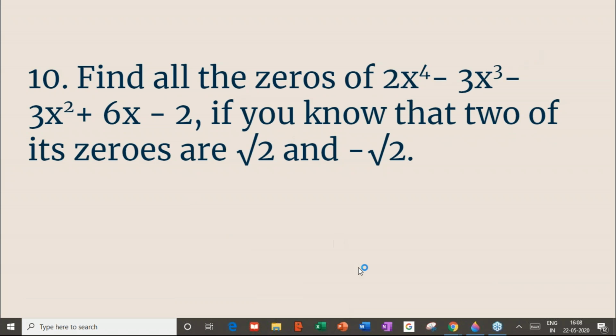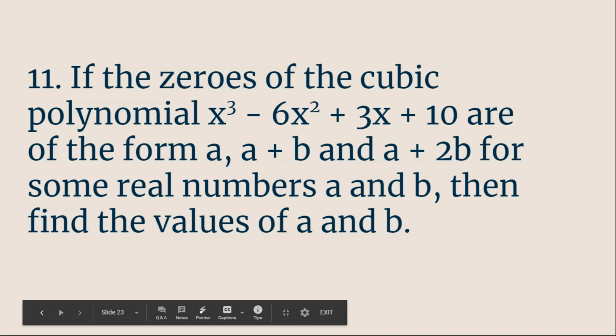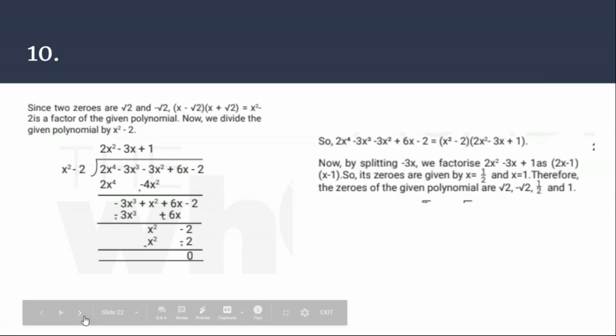Find all the zeros of, okay, yeah, we did this. So this is the solution. I explained the whole thing. So anybody still having doubt, when I share the PPT, you can go through the solution.